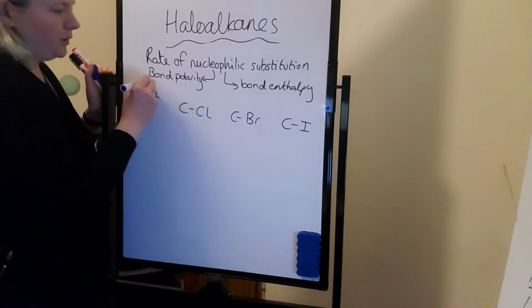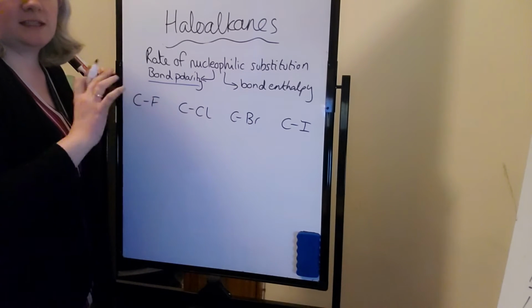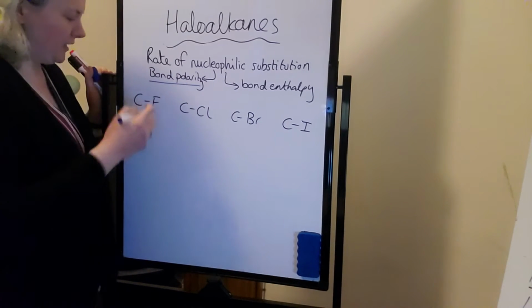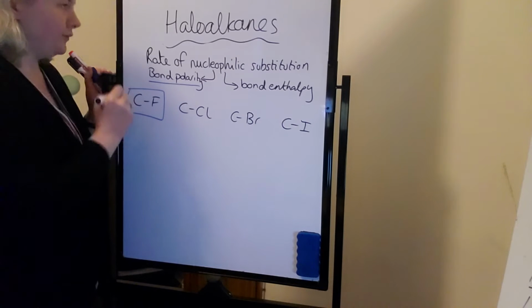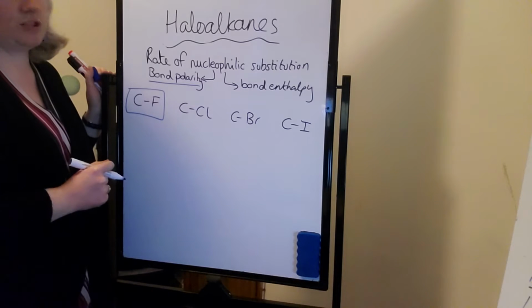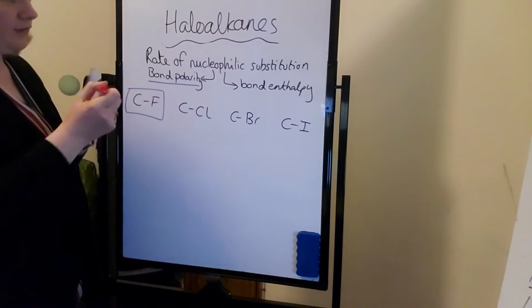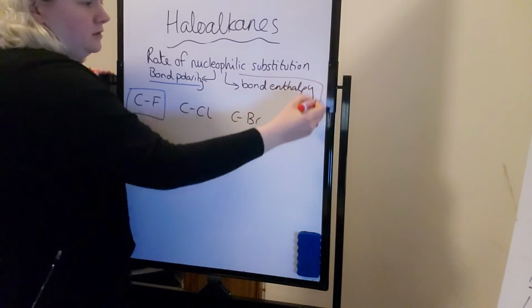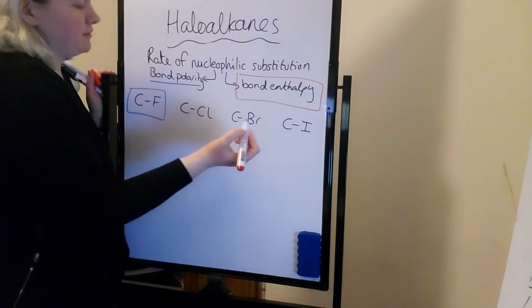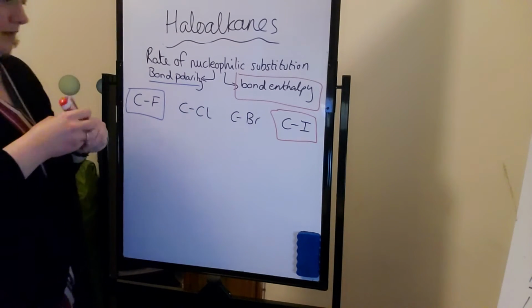So if bond polarity was the greatest factor when looking at the rate of reaction, we would get the fastest reaction when we have fluorine in our haloalkane for nucleophilic substitution reactions. Whereas if bond enthalpy was our greatest factor, our fastest rate of reaction would be if we had iodine in our compound.